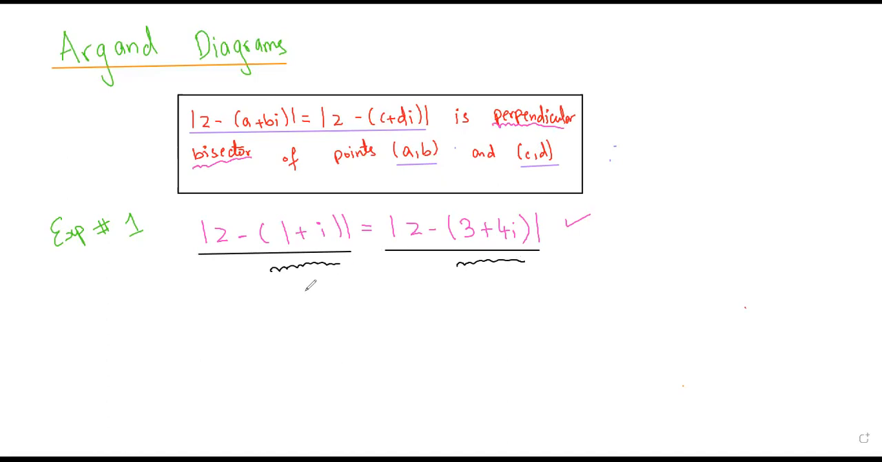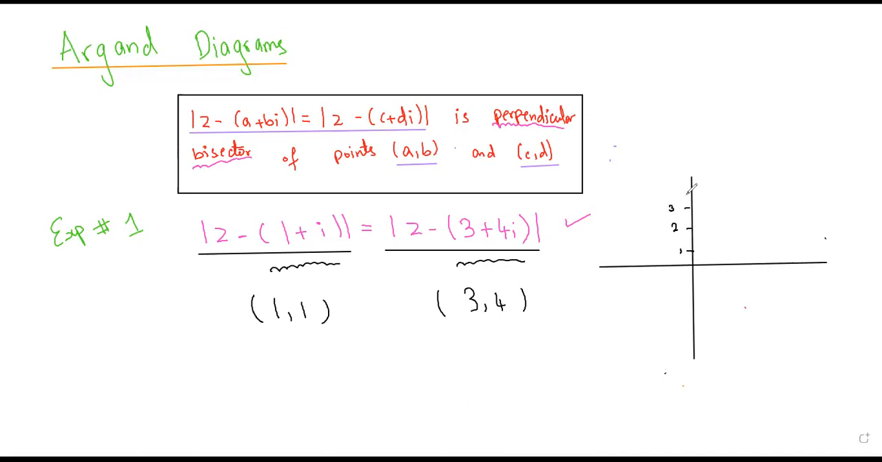So what are the coordinates of the first point, Ranjani? 1 and 1. Very good. And what about the second one? 3 and 4. Very good. Now let's make the line that would be made using these points first, and then I'll talk about the perpendicular bisector. So it is 1, 2, 3, 4. This is the imaginary axis. And the real axis is 1, 2, 3, 4. First point is 1, 1. Then we have 3 and 4.